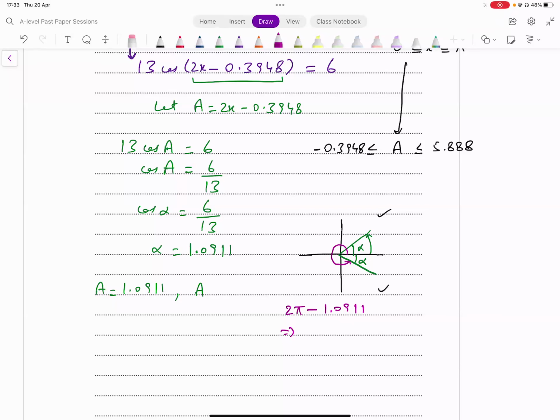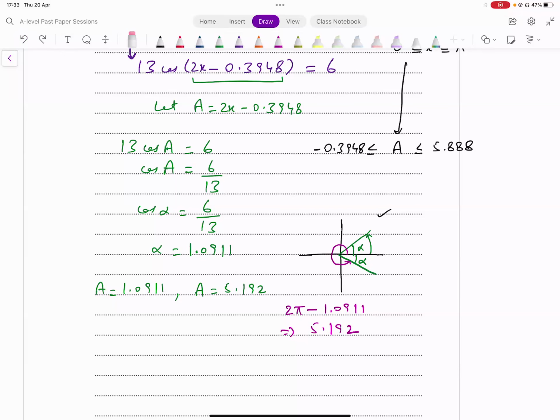So let me calculate that. 2 pi minus 1.0911 turns out to be 5.192. Okay, this is the other value that I'm getting for a. Is this in the interval? That is also in the interval, so we will use that too. We say a equals 5.192. Now if we go further again, it will go outside the interval.